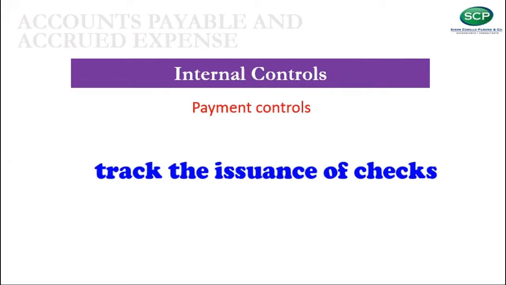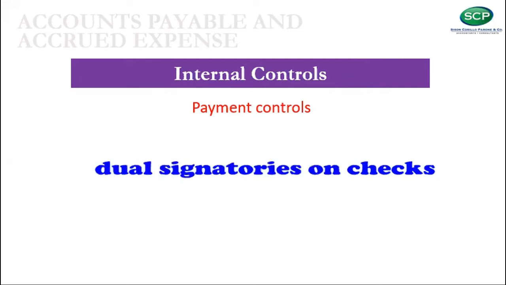Another common control for payment is to require dual signatories on checks. This means that a check needs to be signed by at least 2 authorized officers of the company. Some companies even implement hierarchical signing authorizations, meaning signing thresholds are set. For example, up to a certain amount, the accounting manager and another senior level staff can sign the checks.